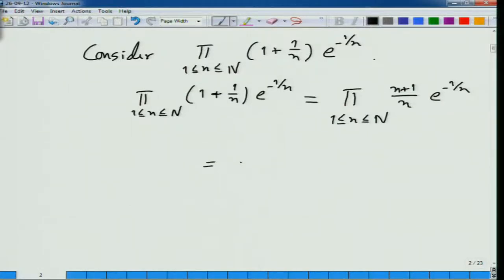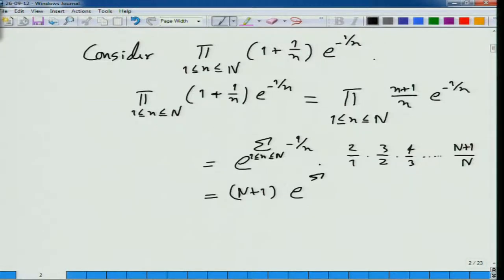Okay. So, this is e to the summation, 1 less than or equal to n less than or equal to capital N, of minus 1 by n, times the product of n going from 1 to capital N of (n plus 1) over n. So, what is that product? It is like 2 by 1 times 3 by 2 times 4 by 3 times dot dot dot up to (capital N plus 1) divided by capital N. This just leaves out capital N plus 1. I don't even need to take log here.